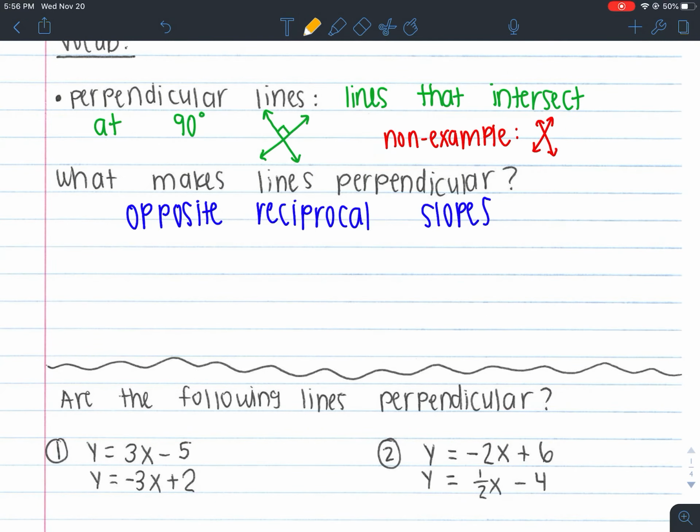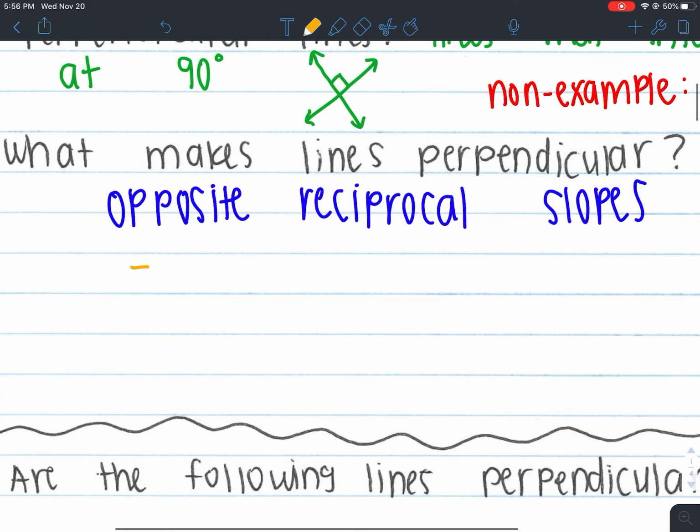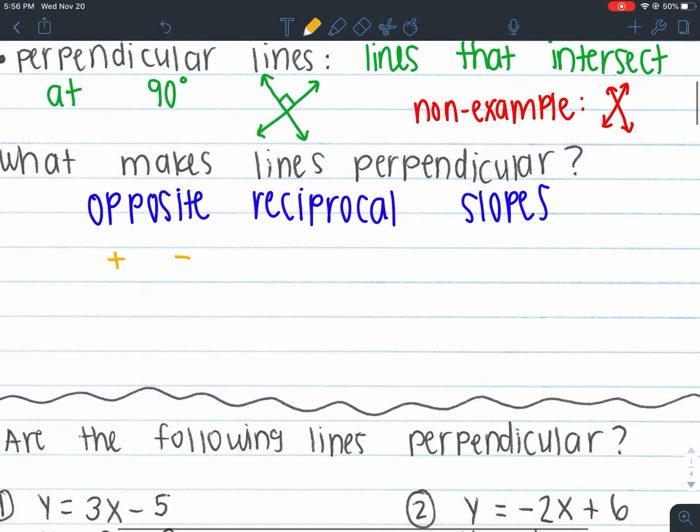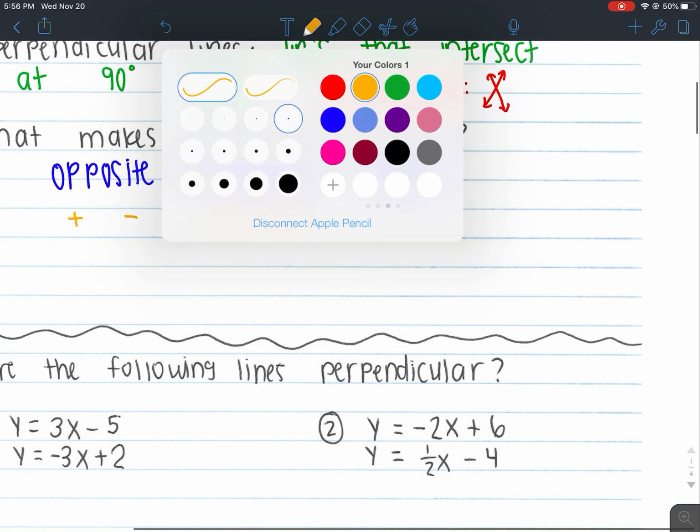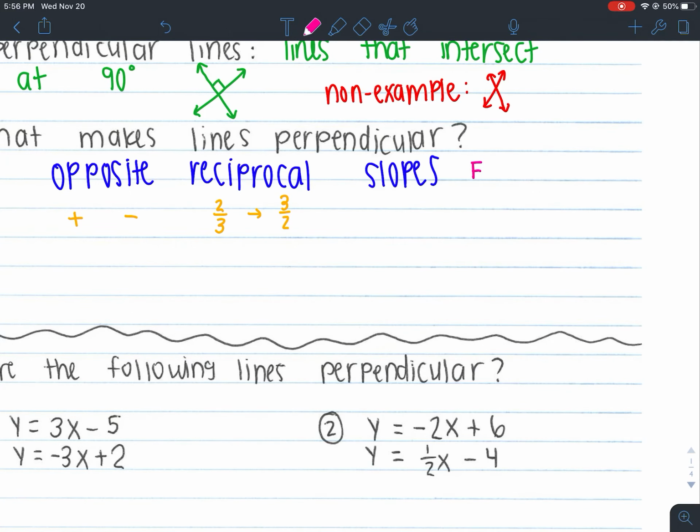Opposite means they have opposite signs. So if I have positive 3, what's the opposite of that? Negative 3. So opposite means you switch the sign. If it's negative, you change it to positive. If it's positive, you change it to negative. Reciprocal means you flip the fraction. So if you were given the fraction 2 over 3, the reciprocal would be 3 over 2. You would flip it. So perpendicular slopes have the opposite reciprocal. You have to change the sign and flip the fraction. So we're going to have some examples here on the side.